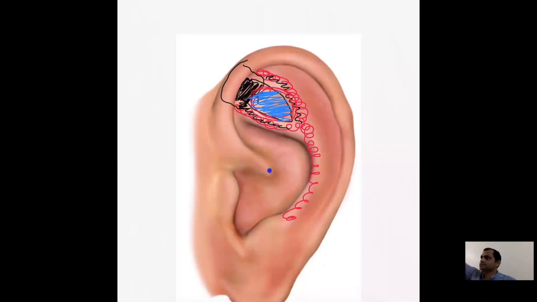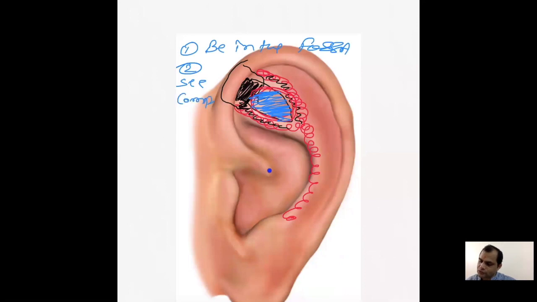So we have to focus on these two mistakes. Number one, in the fossa, do not go onto the antihelix. Point number two, see the complete fossa. Do not leave out the part that is hidden inside. Third, be careful to put the needle slanting here. Slanting means at a 50-degree angle.